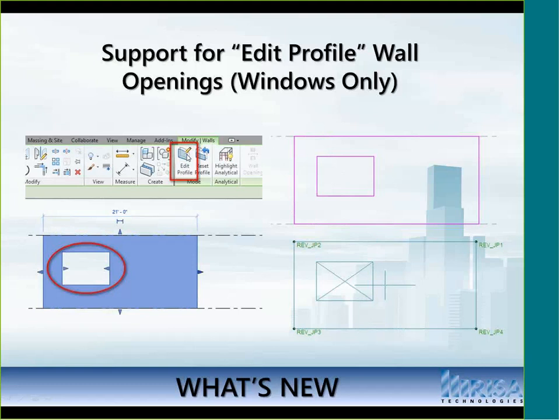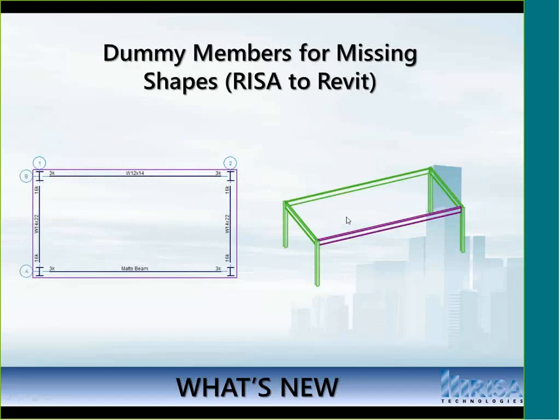So this means that in Revit you can edit the profile of a wall and draw these lines in here, almost forming a donut type shape here, and we're going to be able to bring that back and forth, and I'll show that to you live today.